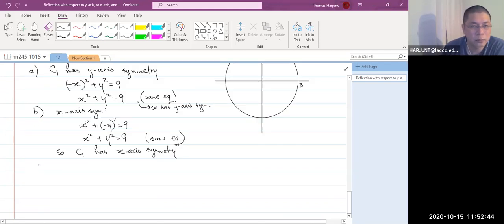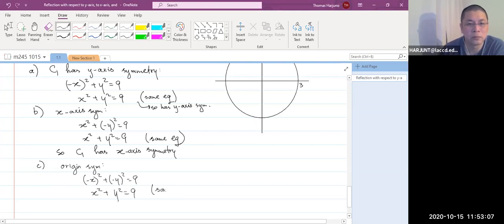And if we want to claim origin symmetry, we replace x and y at the same time by negative x and negative y, and simplify to get the same equation. So this curve C1 has origin symmetry.